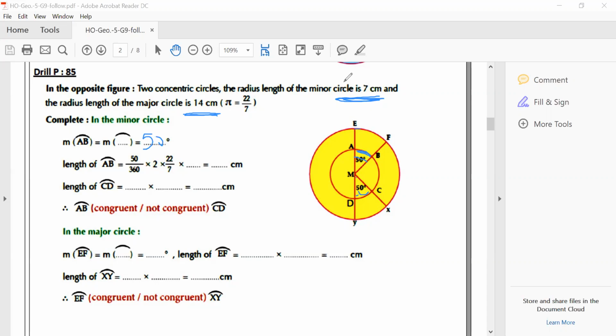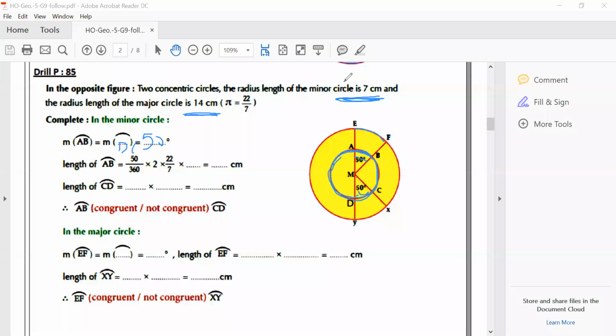Yes, exactly. It's right. But I'm talking now, don't look at the big one. I'm talking about the small circle. He's talking now about the small circle. I want another arc equal to 50 in the small circle. DC. Excellent, Lamis.